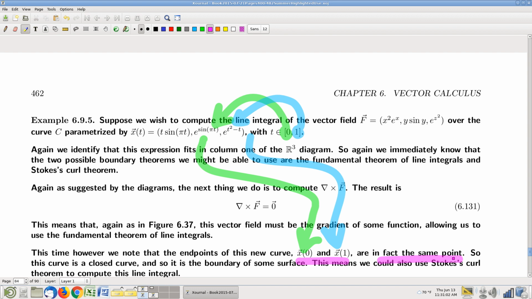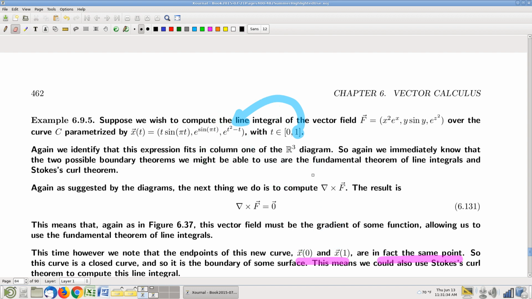But we could explore the possibility that this is, in fact, a boundary of a surface, and we could go down that road. Now, between the two, I'd rather use the fundamental theorem of line integrals, right? It's going to be real hard for me to figure out what this surface looks like. How am I going to parameterize that surface if I use Stokes' curl theorem? It just doesn't look like it'd be so easy. But the fundamental theorem of line integrals, we know it's usually easy.